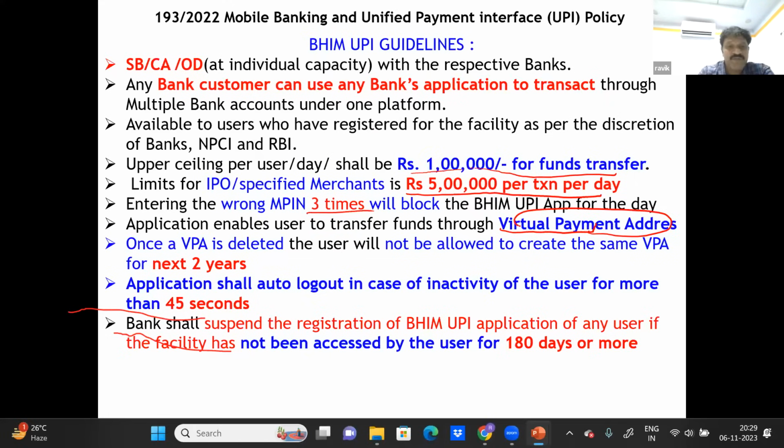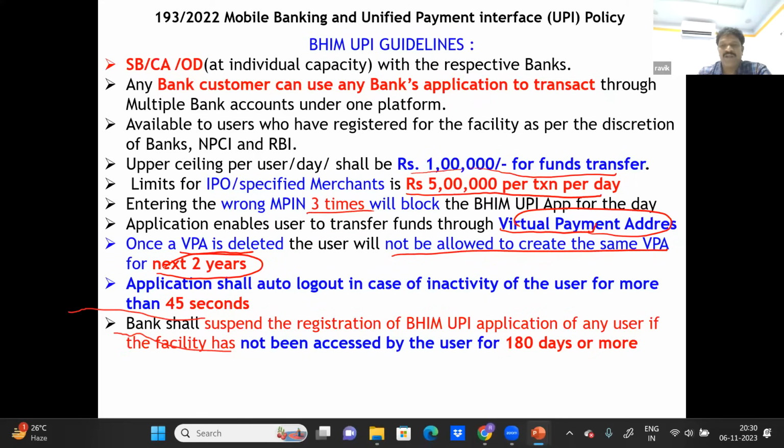And remember, if anybody's virtual payment address (VPA) is deleted, they will not be allowed to create the same VPA for the next 2 years. So if a virtual payment address is deleted, it cannot be created again within the next 2 years.